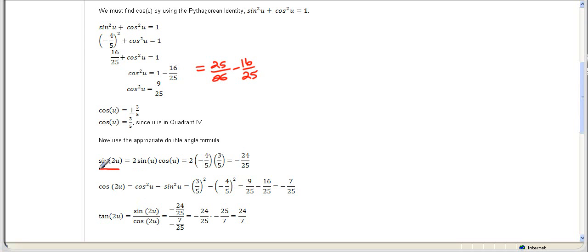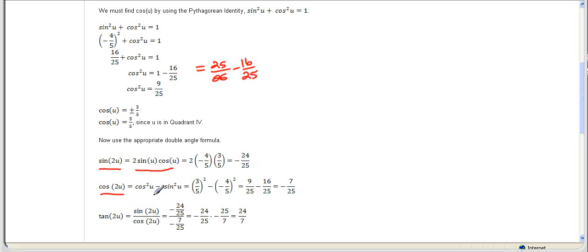The sine of 2u is 2 sine u cosine u. So we're making the appropriate substitutions: 2 times negative 4/5 times 3/5. Multiplying those out gives us negative 24 over 25. From this point on it's just a matter of plugging into the formula, so really nothing to do.